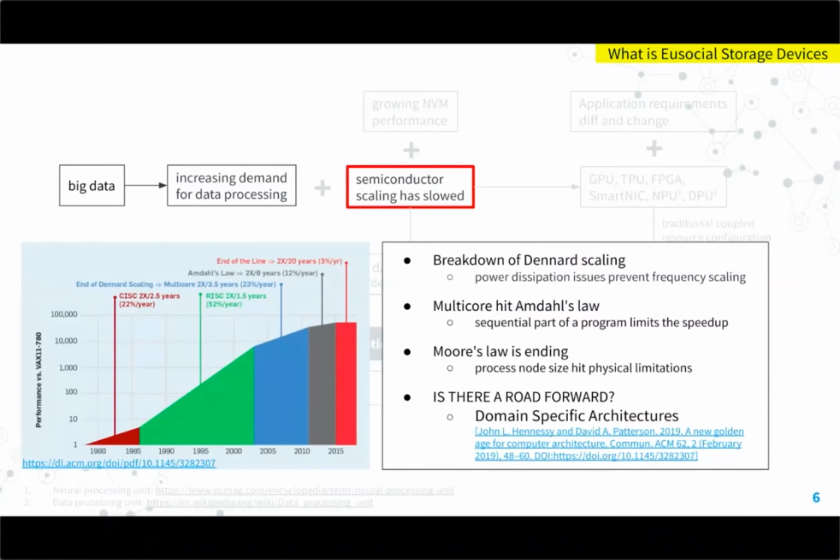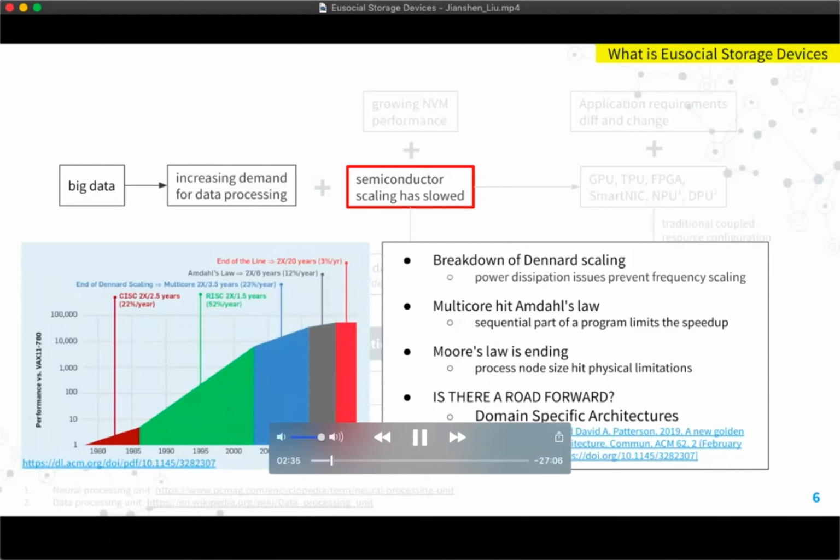The need to process such a tremendous amount of data requires significant CPU horsepower. However, we have seen the breakdown of data scaling. The multi-core approach hits Amdahl's law, and people have already started to predict that Moore's law is ending, and there will probably be no more performance improvement provided by future CPUs. Two famous scientists in this area, John Hennessy from Stanford and David Patterson from Berkeley, together predicted that the future would be domain-specific architectures.